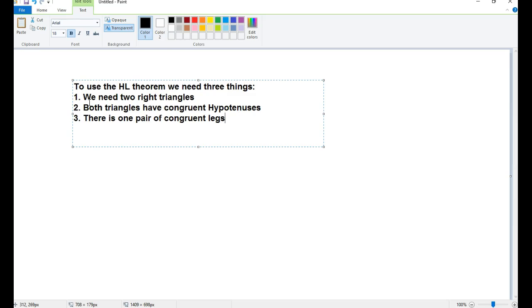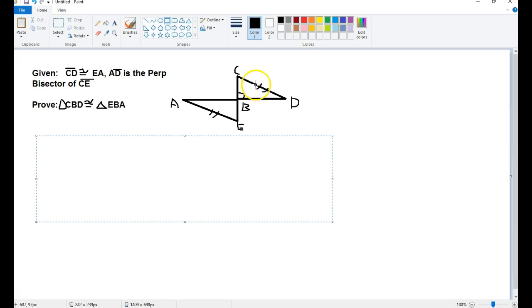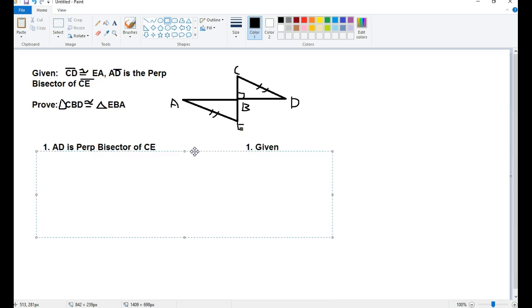So those are the main three things that we're going to need to show that we can use this type of theorem. Alright, we're going to go through one example problem. The example problem here says that CD and EA are congruent. AD is the perpendicular bisector of CE, so we need to show that these two triangles are congruent. So we have our statement and reason. First thing we could say is that AD is the perpendicular bisector of CE, and that's because it's given.